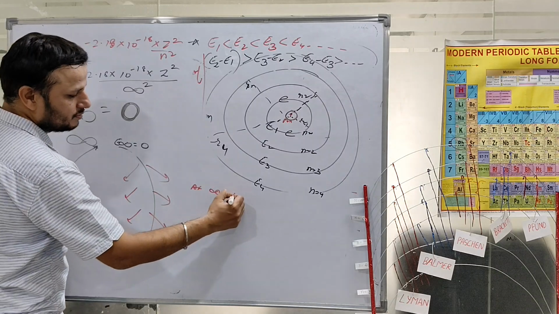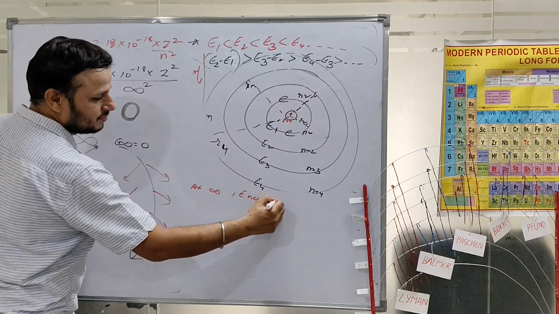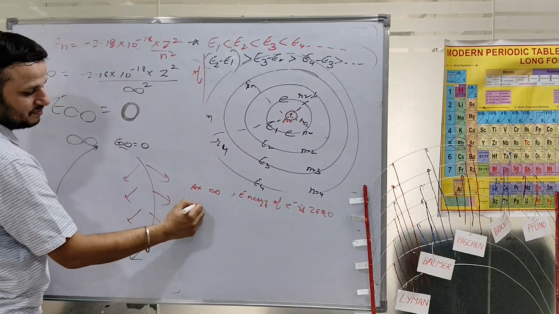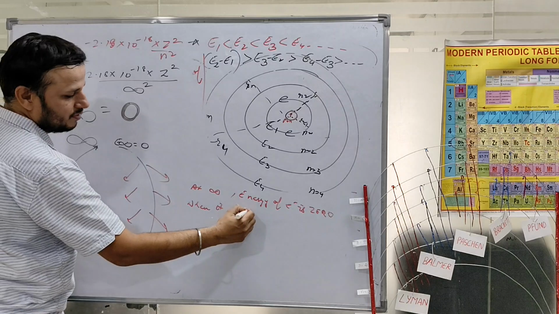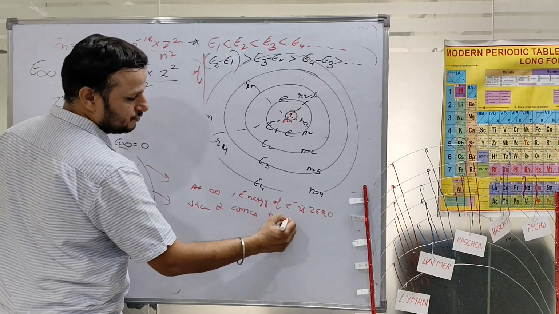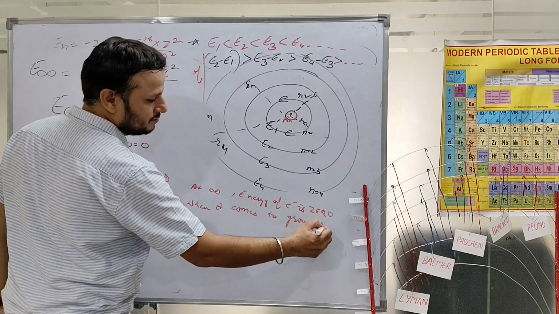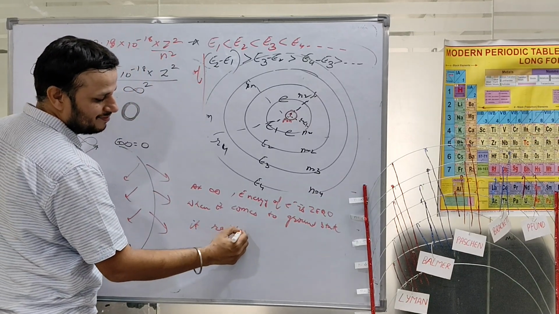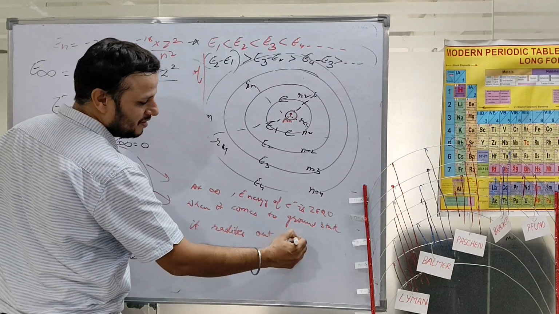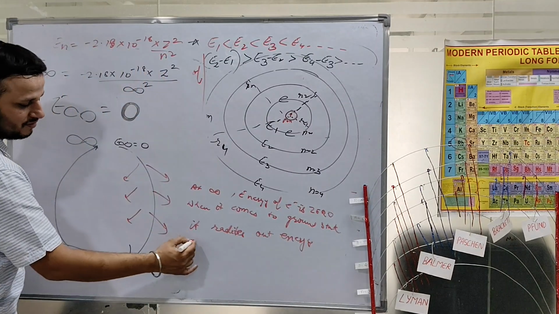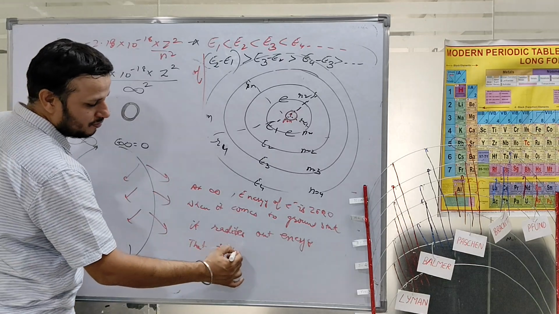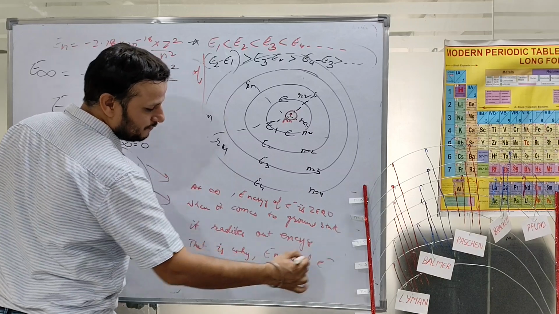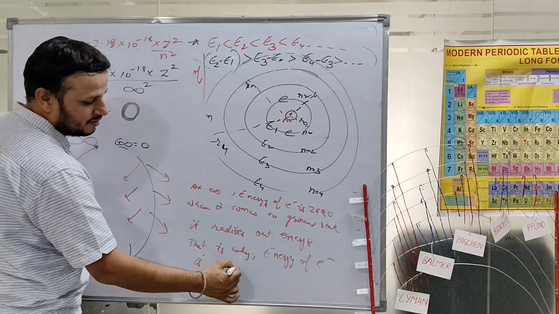At infinity, the energy of electron is zero, and when it comes to its original level, and when it comes to ground state, it radiates out energy. Electron radiates out energy, and that is why the energy of electron is negative. That is why energy of electron is negative.